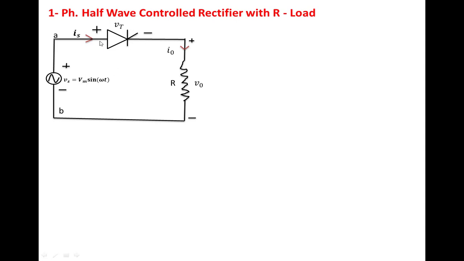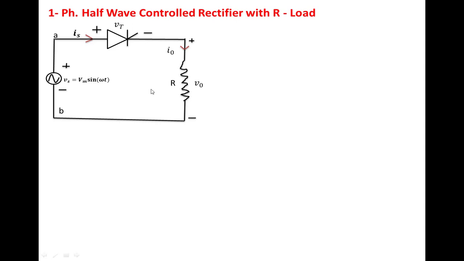This is the SCR. This is plus and this is minus, which is representing the voltage across the SCR. This is the positive direction of the source current. This is the positive direction of the load current. This is the load resistance.